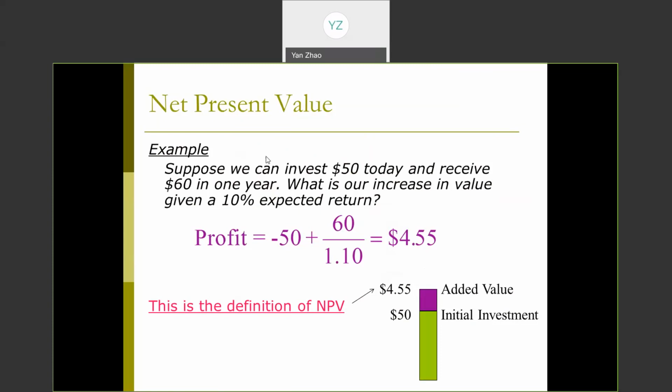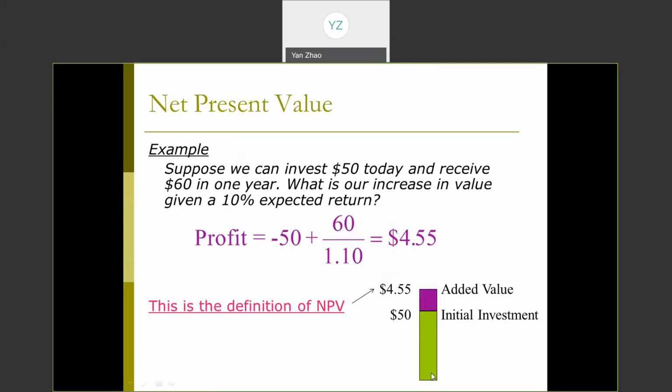So 60 divided by 1 plus 10%. We calculate the present value of the $60 as today's value. So that is your total cash inflow. What is your cash outflow? The cash outflow is your investment today, the $50. So that is why there is a negative sign in front of the $50, because this is a cash outflow. So if you add them up, the profit is $4.55. That is our definition of the net present value.